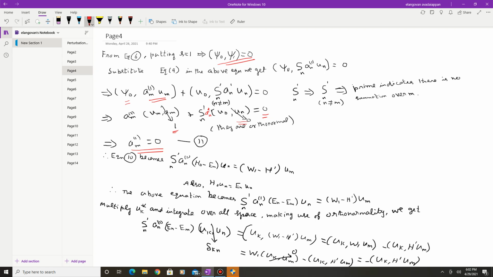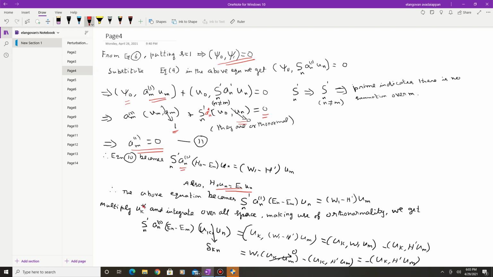Therefore equation 10 becomes, since am1 must be 0, that can be removed. The remaining expression is an1, n should not be equal to m. So the summation over n not equal to m of an1 (H0 minus Em) un is equal to (W1 minus H') um. So equation 10 becomes like this. Now here H0 un is equal to En un, because the unperturbed Hamiltonian acting on the eigenstate gives the energy eigenvalue. Therefore the above equation becomes the summation over n not equal to m of an1 (En minus Em) un is equal to (W1 minus H') um. Now multiply this by uk star, the complex conjugate.